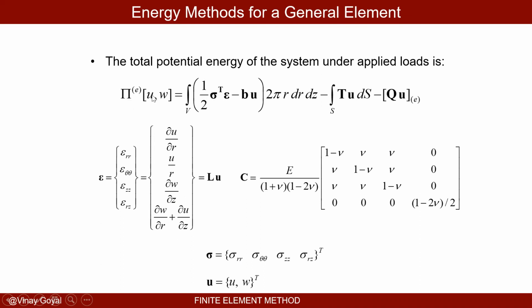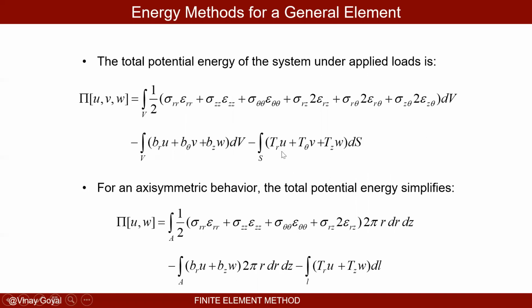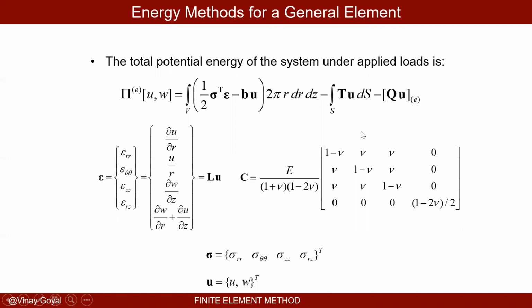Pi over an element is only dependent on the two deflections, the radial deflection and the axial deflection. B bold, U bold is these two quantities right here. So you see them here. T bold times U bold is a quantity we just discussed right here, but V is zero. And I can have point loads like Q bold times U bold, and this is calculated over an element. Again, this is L bold times U bold, the strain bold, and C bold is the constitutive law. So now all I have to do is plug that in to pi, the total potential energy.